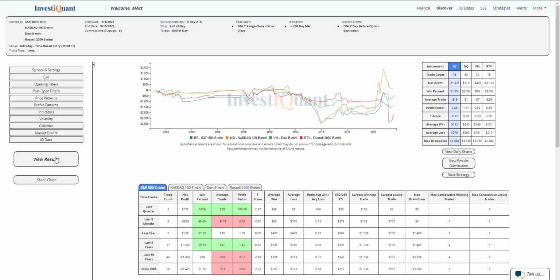Win rates on these are about as neutral as it gets. S&P coming in at 51%, NASDAQ 53%, Dow 50%, Russell 53%. If we look at the average moves, the average loss is a little bit larger than the average win for the S&P, for the NASDAQ, for the Dow, and for the Russell. So all of them have larger average losses. The win rates are very neutral.